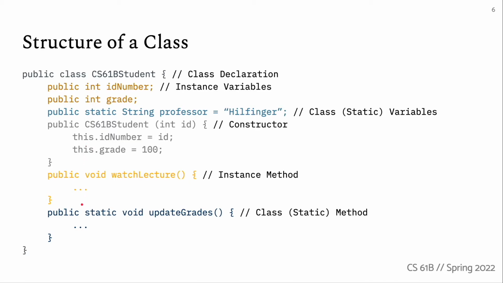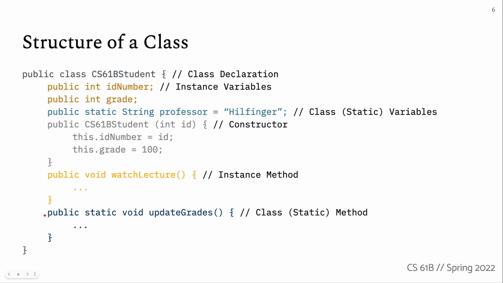Next, we have instance methods. So here is an example of an instance method. This method does something that belongs to the individual instance. So for example, if you watch lecture, that does not impact your friend at all, right? You watching lecture has no impact on anything to do with your friend. So watching lecture kind of belongs to you, your instance. On the other hand, we have class or static methods, and these are symbolized by the static keyword, just like the variables are.